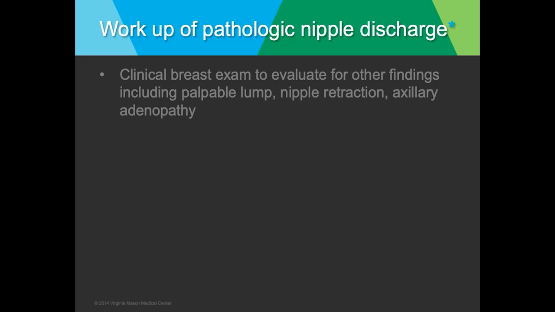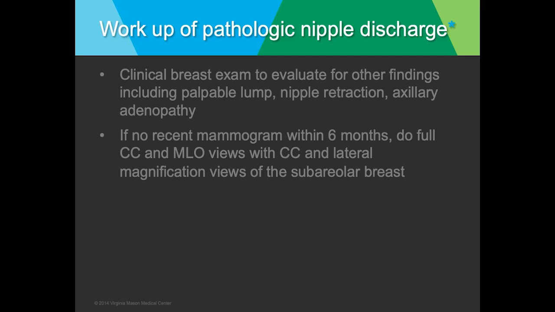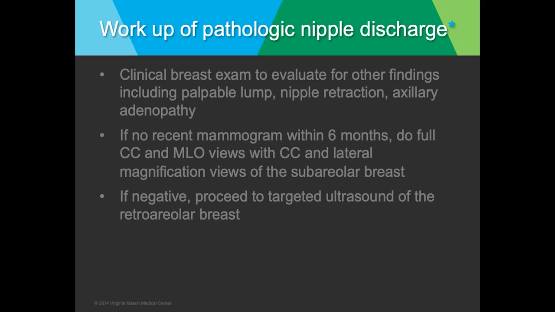And we'll start with the review of the workup of pathologic nipple discharge. So, of course, the patient should have a clinical breast exam first to also evaluate for other findings such as a palpable lump, area of thickening, nipple retraction, or axillary adenopathy. If the patient has not had a recent mammogram within 6 months, we do a full CC or MLO view with CC and lateral magnification of the subareolar breast. So note that this is quite similar to a palpable area of concern, with the only difference being that we focus on the subareolar breast on the additional views, and the views are done with magnification as we are looking for calcifications.